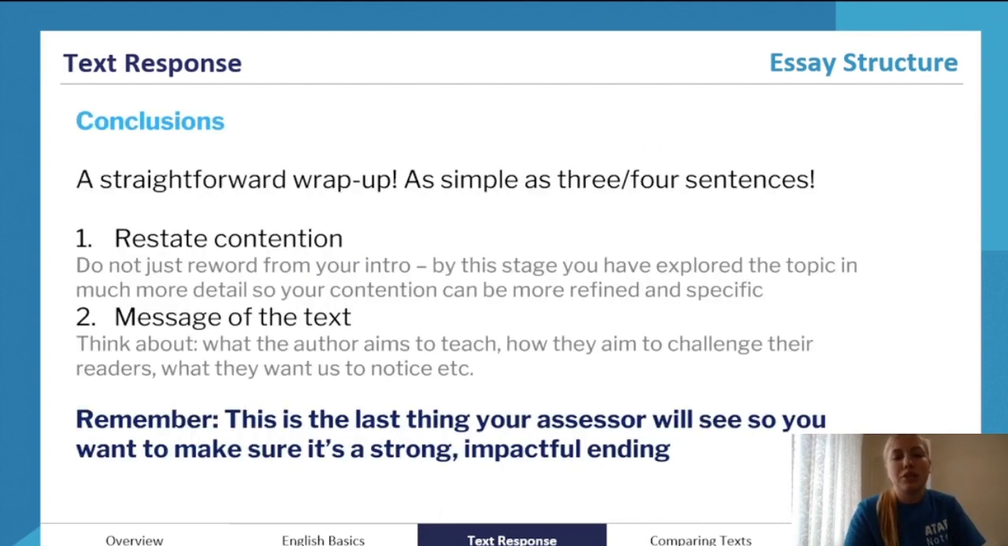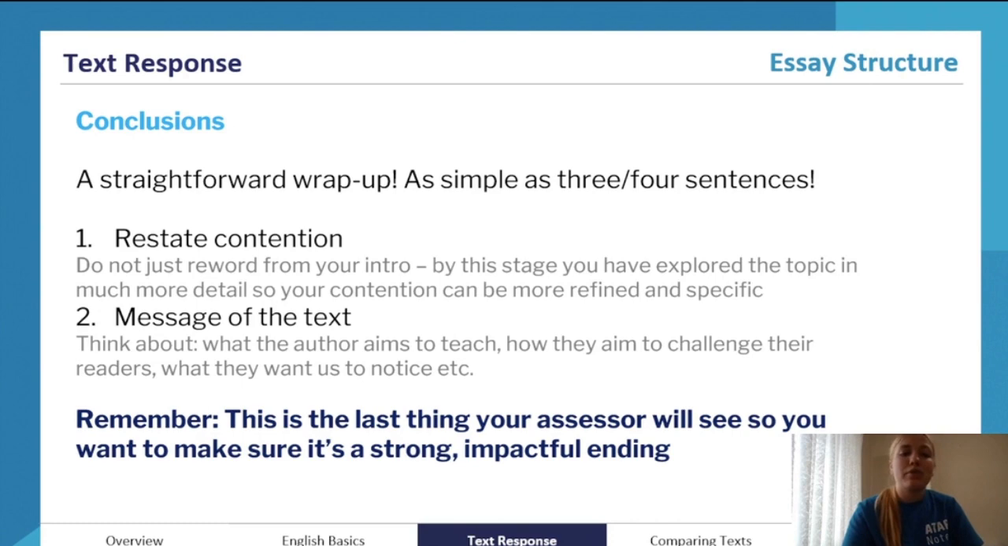And lastly, conclusions. So this should be a straightforward wrap up of your entire essay. We're looking at, for instance, 3 sentences, maybe maximum 4 sentences. So firstly, we need a restated contention that we would like not to reword from the introduction. Because by this time you've explored the topic in a lot of detail, your contention can be more refined and specific. So your contention can be much more developed and have new ideas in there based on all of what you've discussed throughout your body paragraphs.